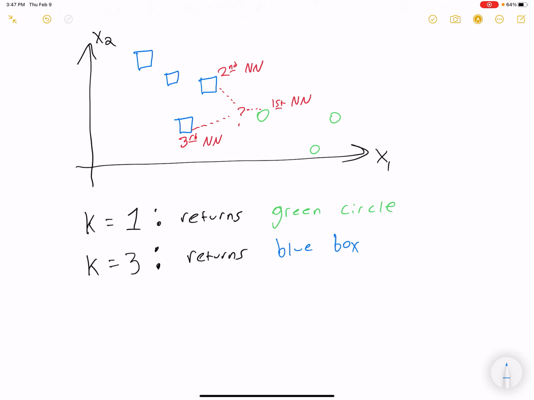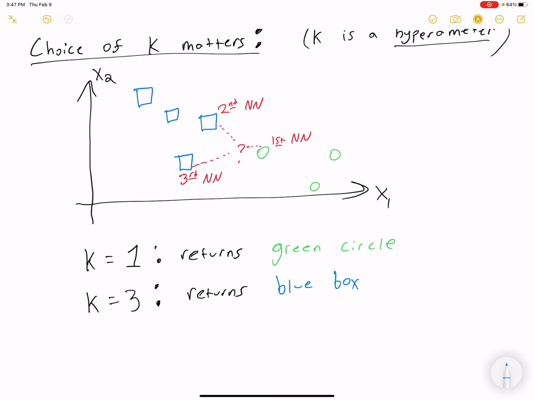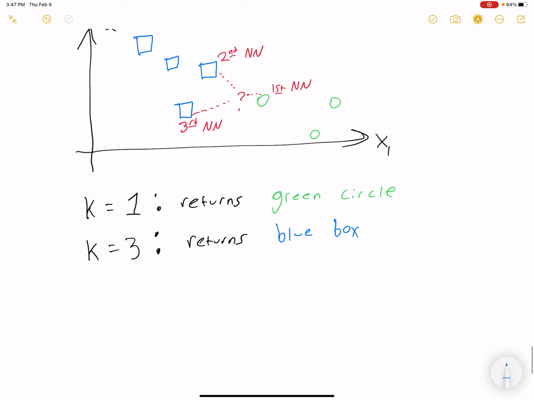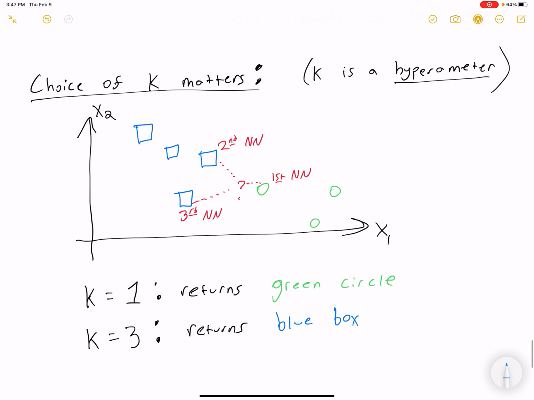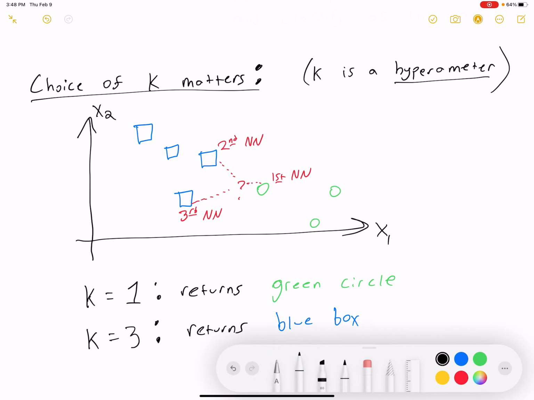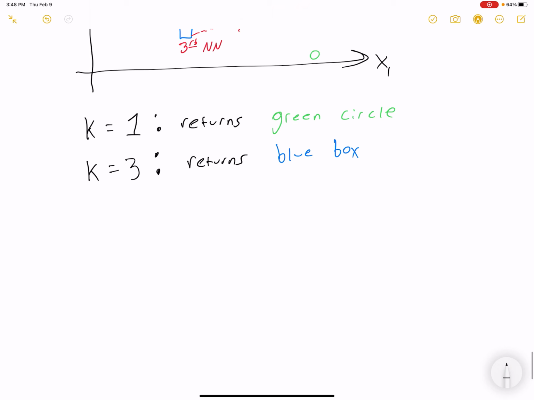Yes? What happens if I have a K of 2 and the distance between two classes is the same? What happens? I think you should only set k to be an odd number to avoid that situation. But you could arbitrarily break the ties, for example. Any other questions on K nearest neighbors?